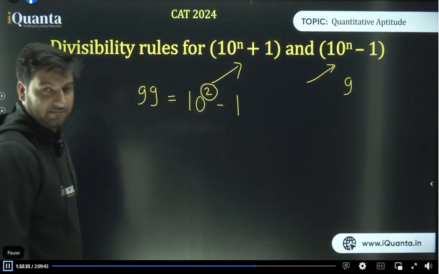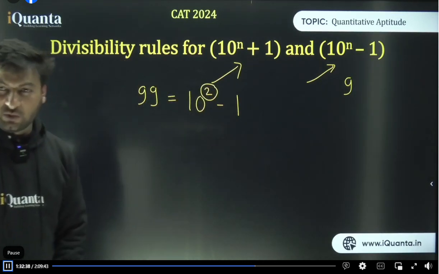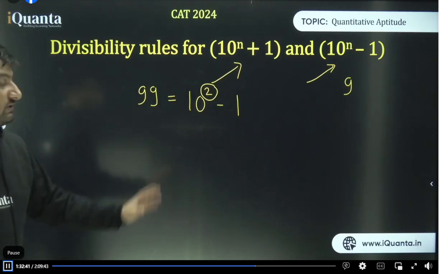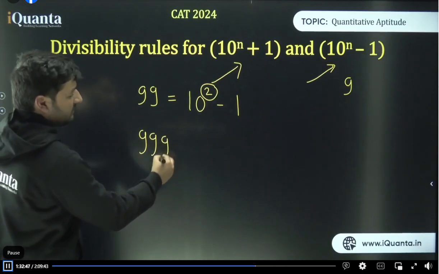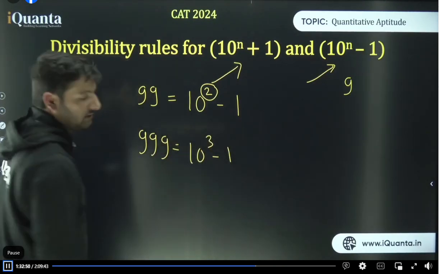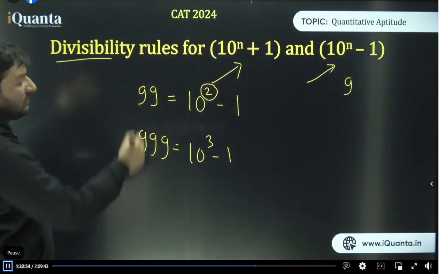So this is what 99 is: 10 square minus 1, isn't it? What is the power of 10 over here? It is 2, right? Suppose I write 999. This is also a number of the form 10 cube minus 1. We are trying to deal with the divisibility of these numbers, okay?